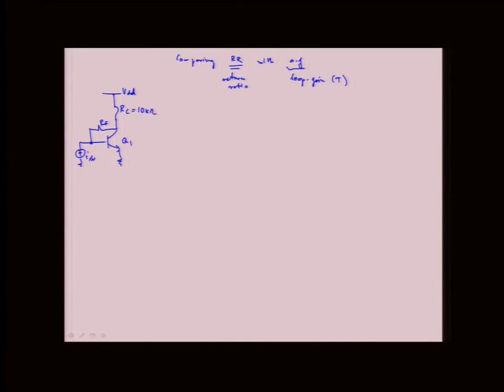Okay. So this is our system. We're going to use GM equals 38.4 millisiemens, and R pi is 5.2 kilo ohms. Those are just values given from biasing, right? We're going to use them later. And we're also going to use that R naught is 100K.